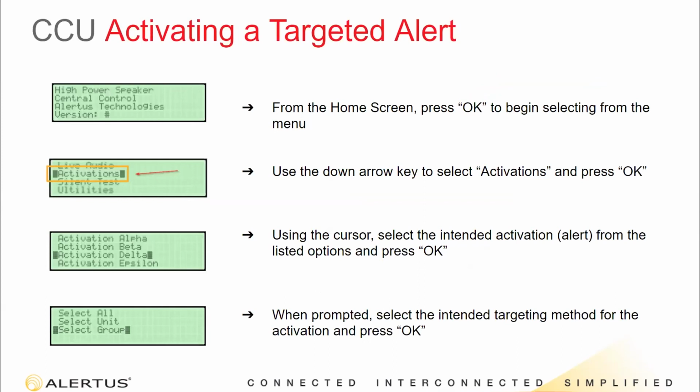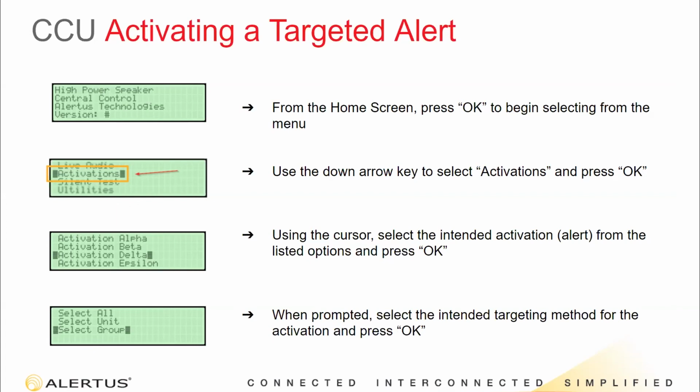To activate a target alert, from the home screen menu, as shown below, it will display your organization's name and version details. Simply click OK. Then you will be taken to a menu. Using the up or down arrow, you will go to activations. Again, using the cursor, press OK. Again, using the cursor, you will choose the appropriate activation type, press OK.